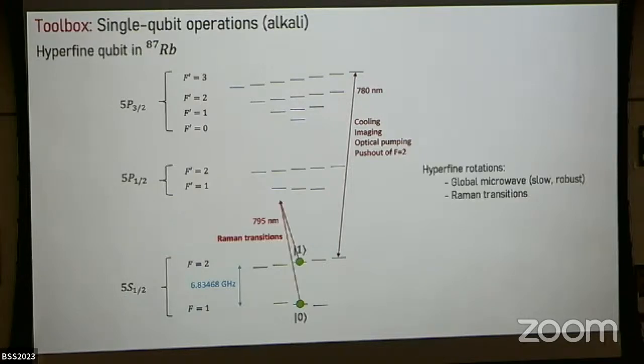But what is relevant that I want to talk about now is how do we do hyperfine rotations? So how do we do single qubit operations on these hyperfine qubits? You can do two things. So this frequency here is in the microwave region. So you can do microwave pulses that are very reliable and robust, but they're typically quite slow. The alternative is that you do Raman transitions.